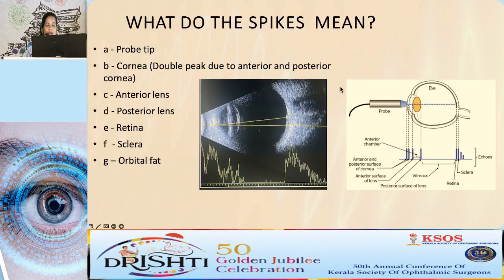So what does each spike mean? These are mainly asked in our exams. The first spike is the probe spike, followed by the cornea, anterior and posterior surface of the cornea, then the anterior lens surface and posterior surface. Then we have the next echo: the vitreous is an echoless medium in normal young patients, and then the retina spike, scleral spike, and orbital fat spike.